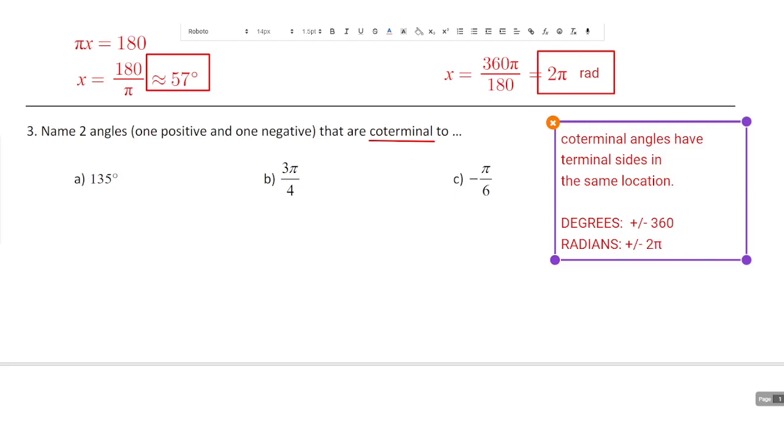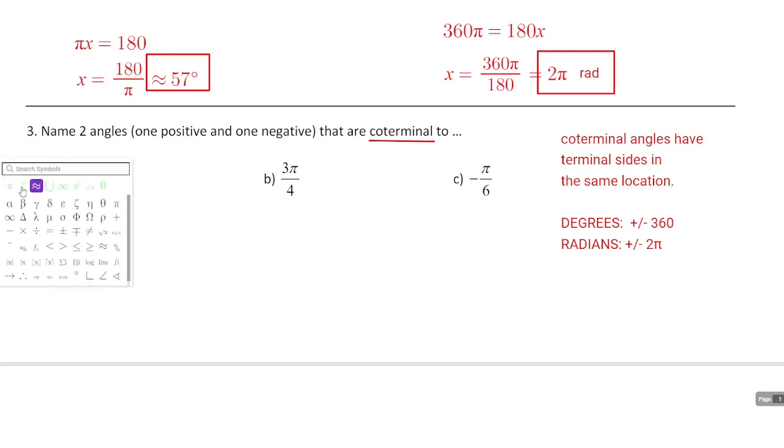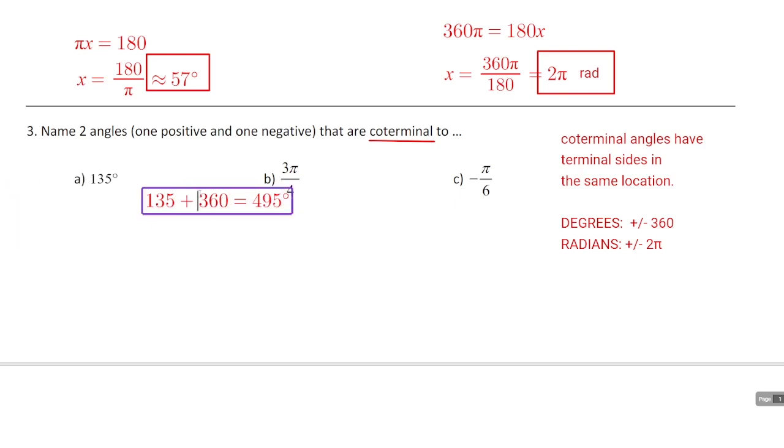Okay, so with the first one, to get one coterminal angle, we're going to start by adding 360. So I'll do 360 plus 135. That's going to be 495 degrees. So that would be a positive coterminal angle.